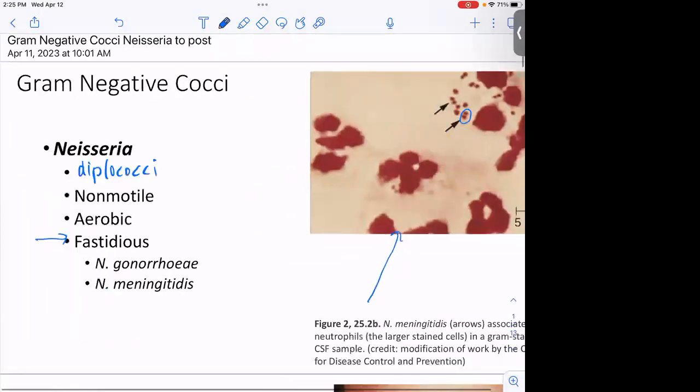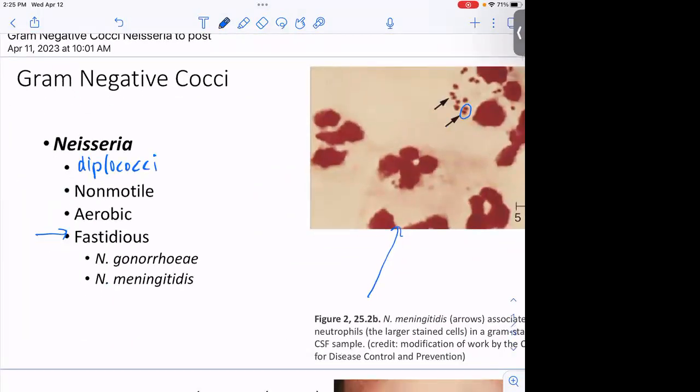And that's very typical. They're not motile, and they're aerobes. Okay. So the two different ones that we're going to talk about, the Neisseria gonorrhea, by far the hardest organism to spell, as if Neisseria wasn't hard enough. So this is the causative agent of gonorrhea.